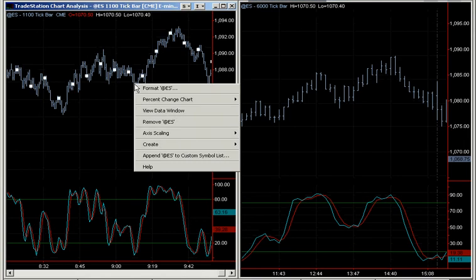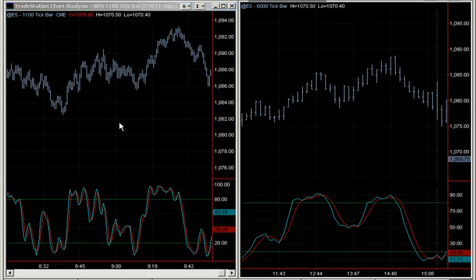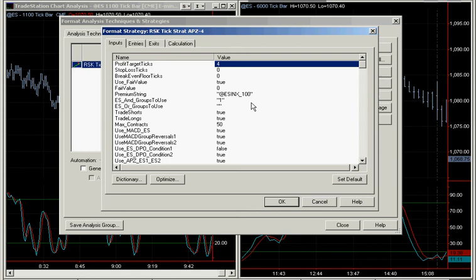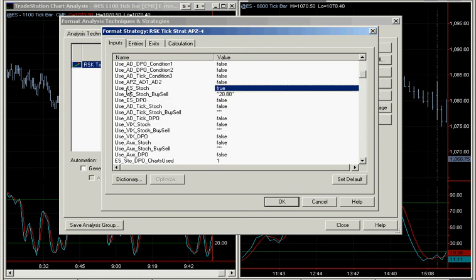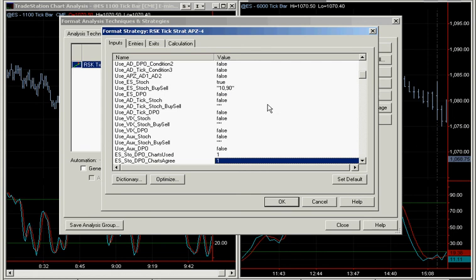So we'll go over here to the strategy. We'll move down to the stochastics. Use the stock, abbreviated. Set that to true. Set up your zones. Let's just say, in this case, it's 10 and 90. Quotation 10, comma 90 quotation. Now that's set up. Now it's just a matter of which stochastics are you going to use.